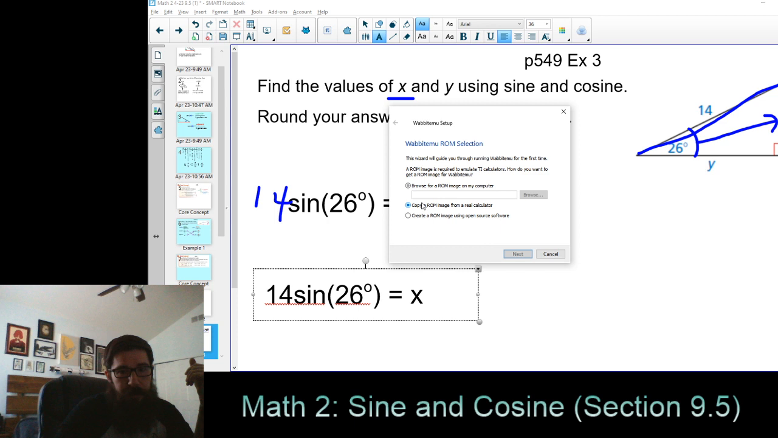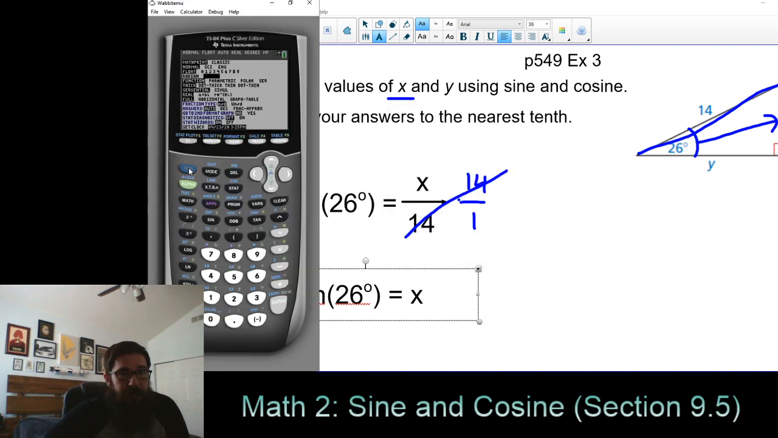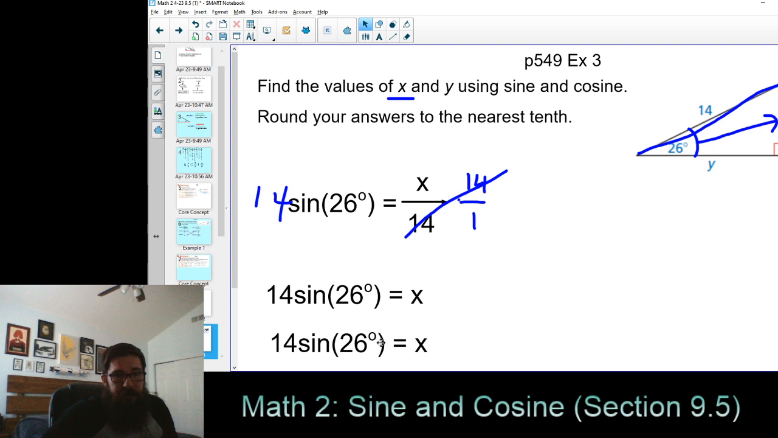Do remember, we have to be in degrees. So I'm going to turn this into degrees right away. Otherwise, I might start getting some weird, funky answers. All right, now that we're in degrees, verify, yep, still in degrees. I needed to do 14 times sine. It's 2 to the left of where the tangent button is. I'm going to type 26, close the parentheses, hit enter. Great. What's x? It's that value, 6.1372, we'll call it, if I'm rounding to 4 places.